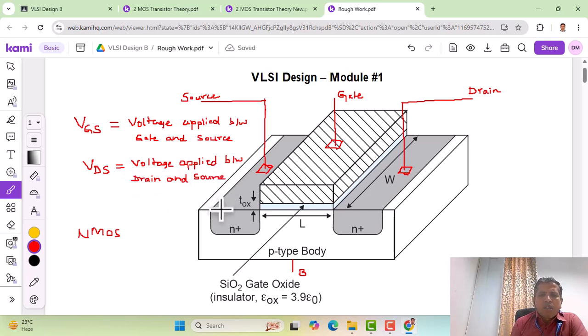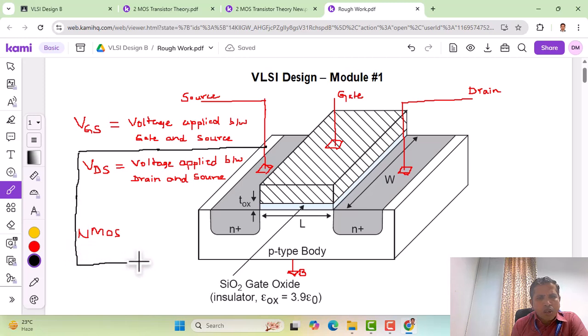Generally the MOSFET bulk terminal is grounded. So the bulk terminal we ground, and we always short circuit the source and the bulk terminal. So we can show here a short circuit between the source and the bulk terminal. Let us connect here the short circuit. There is a short circuit always between the source and the bulk.